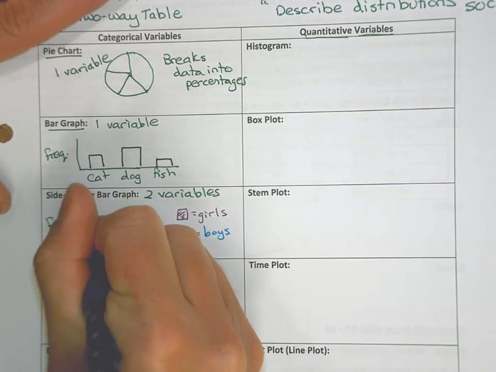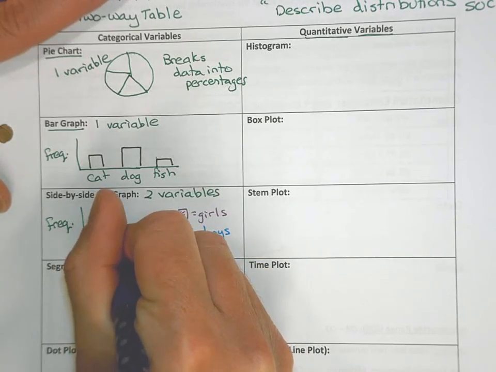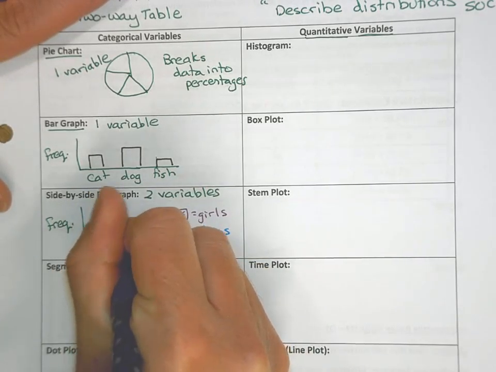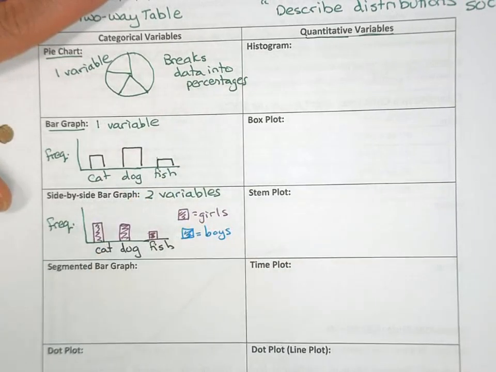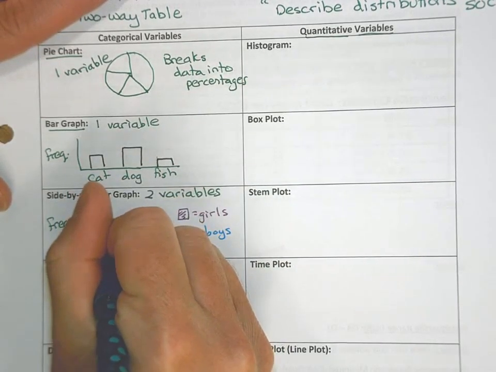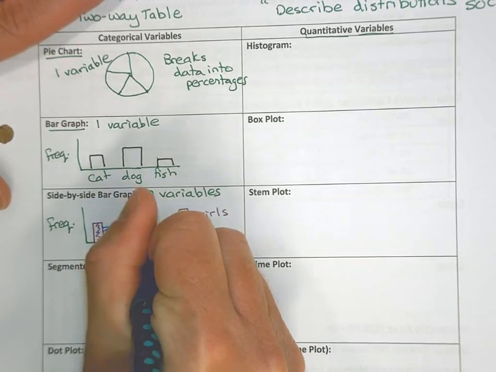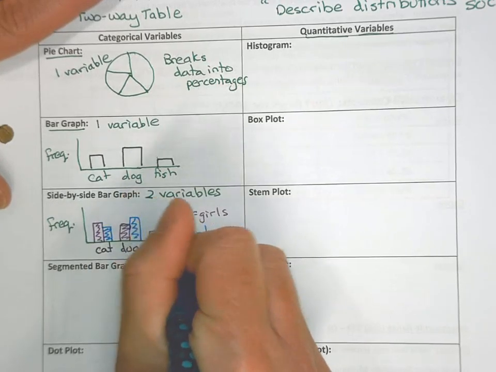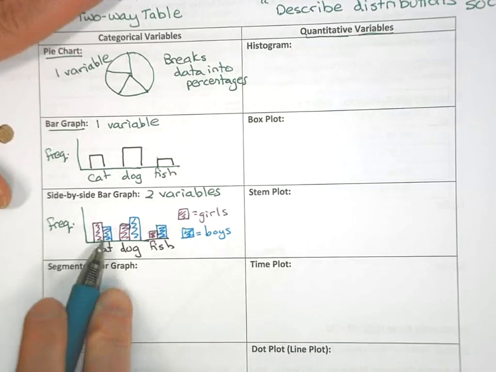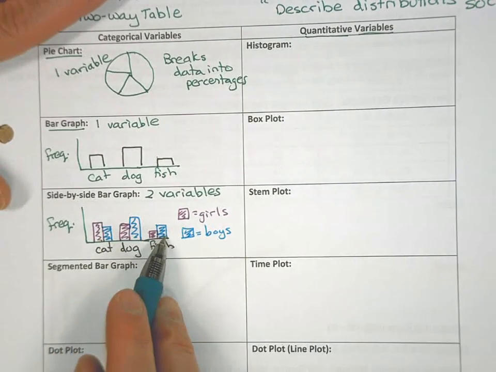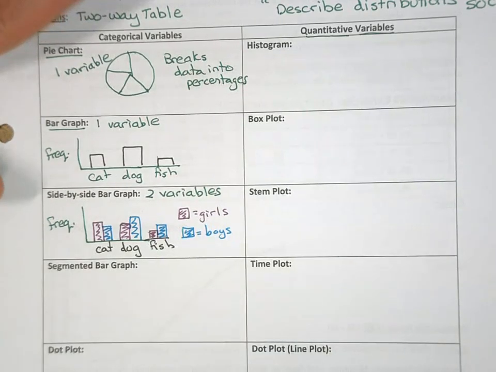So for cats, let's say this many girls have cats, and this many girls have dogs, and fish, whereas the boys, maybe there's that many that have cats, there's this many that have dogs, and this many that have fish. And then all the blue bars would need to add up to the total, or 100%, and all the purple bars would need to do the same.